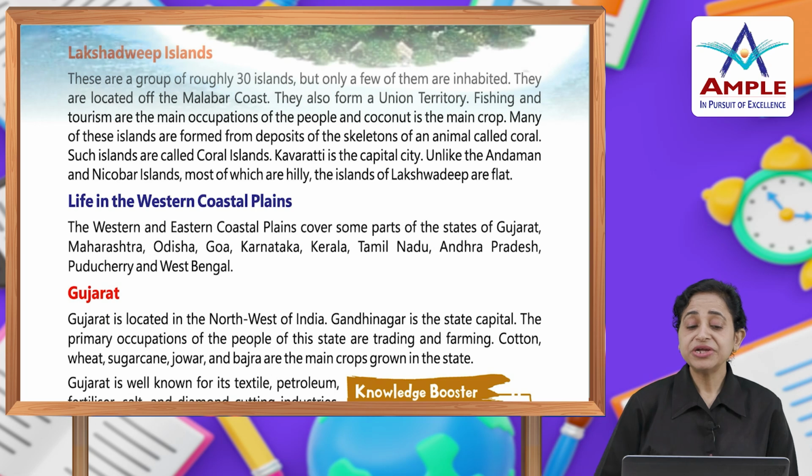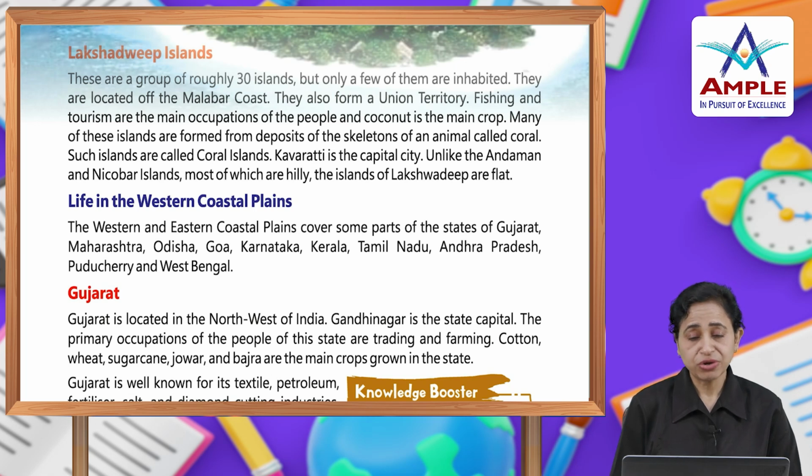Lakshadweep Islands. These are a group of roughly 30 islands, but only a few of them are inhabited, जहाँ पर लोग रहते हैं. They are located off the Malabar coast and they also form a union territory. Fishing and tourism are the main occupations of the people and coconut is the main crop. Many of these islands are formed from deposits of the skeletons of an animal called coral and such islands are called coral islands.